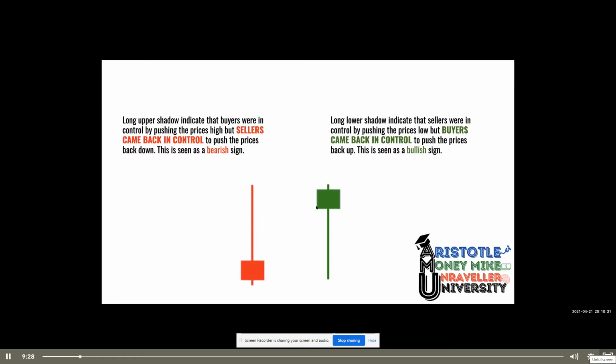This was once a red candlestick because it opened here, and then sellers pushed the prices all the way down here. And then buyers came back in control to push the prices up. And not only did they come back in control, but they even surpassed the opening price, came all the way back and closed here. So that is why these two candlestick patterns are going to be the most powerful because of how much work it took for all of this to happen. I'll explain in a few more slides why these two candlestick patterns are so powerful.